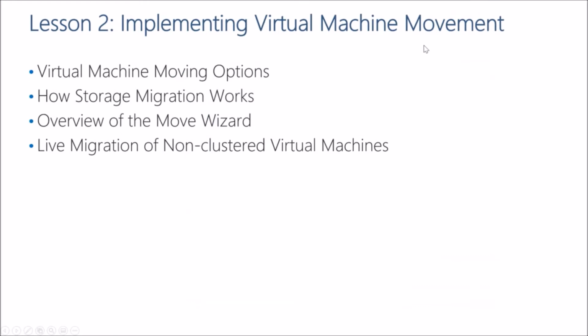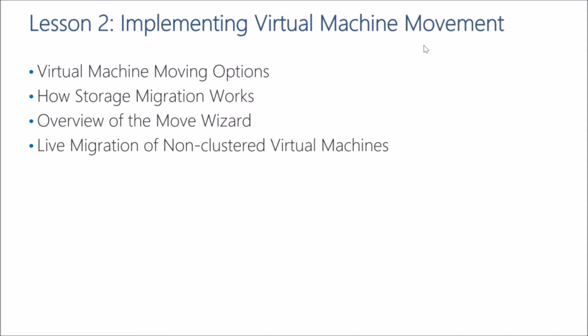So let's talk about virtual machine movement. As the name suggests, it means moving virtual machines. What are we moving them from? We're usually moving them from one Hyper-V host to another host, or we're moving the storage from one storage to another storage. So that's what we're talking about when we're talking about movement. Why would there be a reason for this movement?